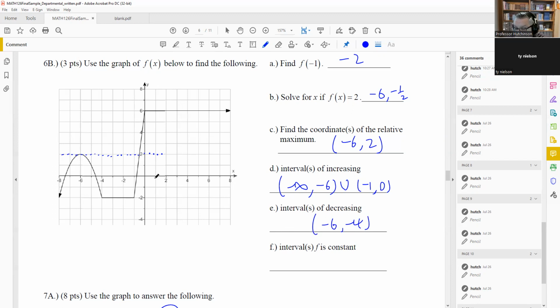All right, and then finally we have where it's constant. There's two places where it's constant. We have one flat part here between -4 and -1. Sorry, -1 here. Okay, between -4 and -1, it's going to be flat, but it's also flat from 6. Again, that's going to go to infinity because we see the graph keeps going and there's an arrow indicating it keeps on going there. So it'll be -4 to -1, and then from 6 to infinity. That's where it's going to be constant.